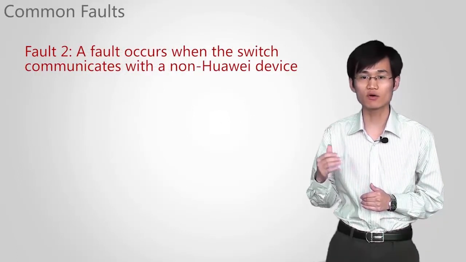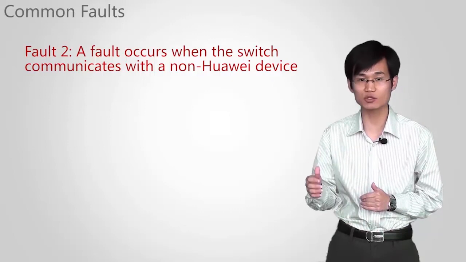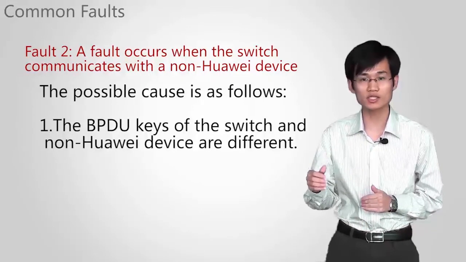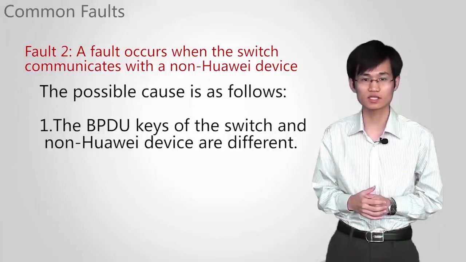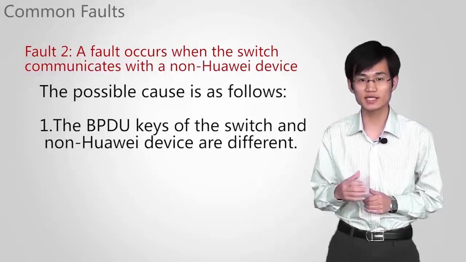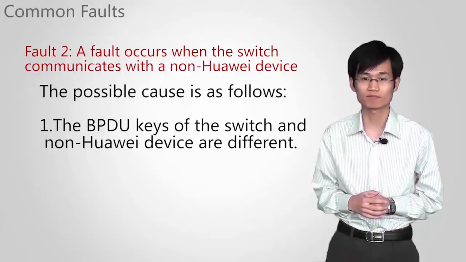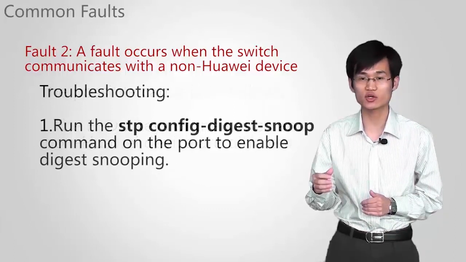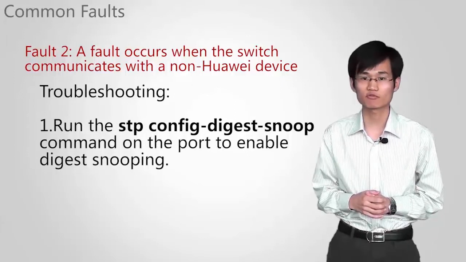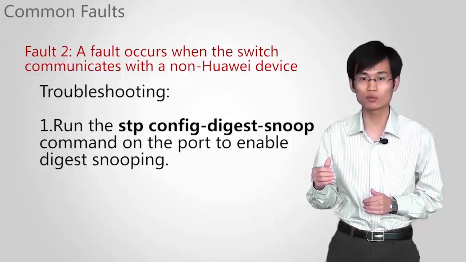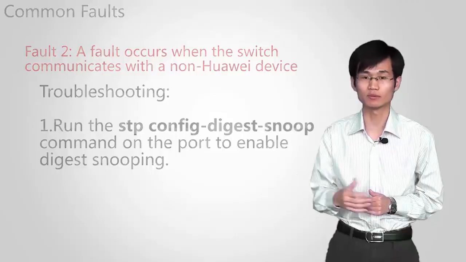Fault 2. A fault occurs when the switch communicates with a non-Huawei device. The possible cause is as follows. First, the BPDU keys of the switch and non-Huawei device are different. The troubleshooting procedure is as follows. First, run the stp config-digest-snooping command on the port to enable digest snooping.